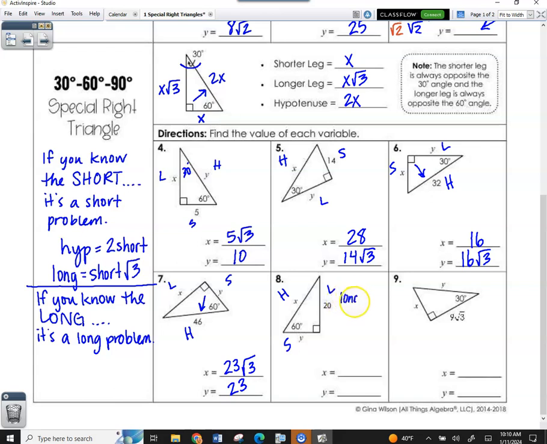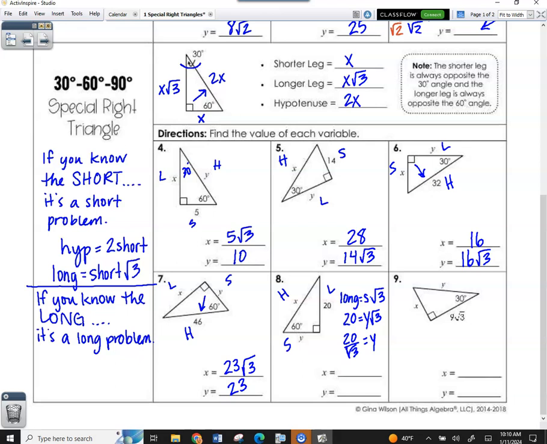The long is the short, and I'm running out of room, so I'm going to abbreviate short with just S. The short times root 3. Then plug in what you know. I know the long is 20. I don't know the short. I'm going to go ahead and change my letter here because the short is the letter Y. Root 3. Now you can see just like in number 3, we're going to divide by the root 3. That's a root. That didn't come out like a root. Anyways. And then we're going to have to rationalize.